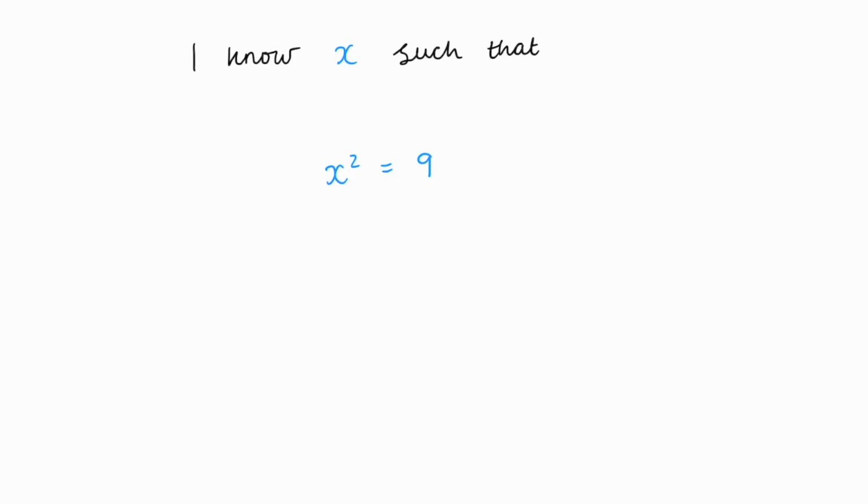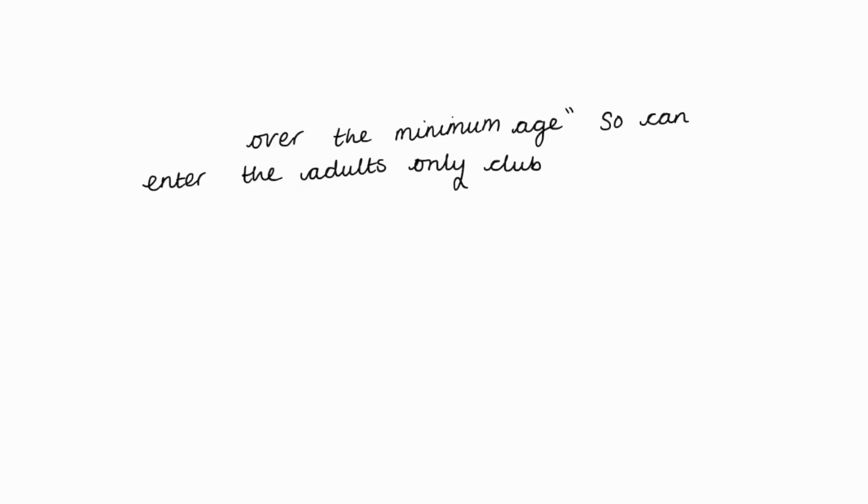Let's return to our original examples. In the statement, I know x such that x to the power of 2 equals 9, x is an example of a private input. Or for the claim, I am above some certain age, and therefore I can enter the club, your age is an example of a private input.